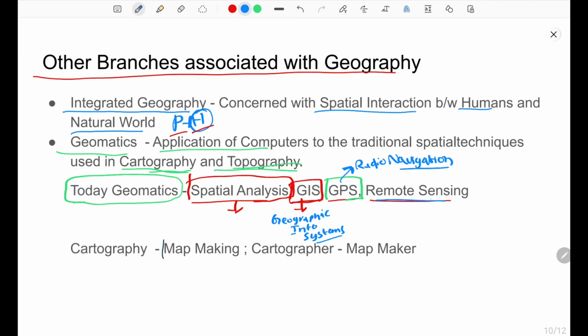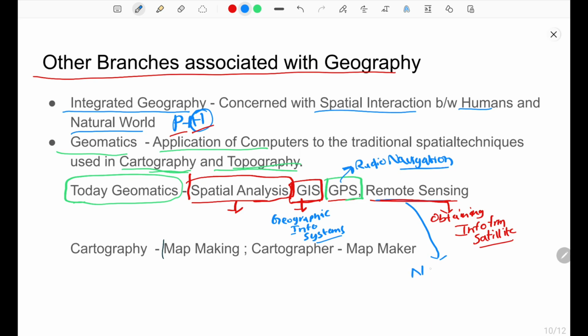And finally, remote sensing. The word remote sensing means obtaining information without physical contact. And from a geography perspective, obtaining information from satellite, we call it remote sensing.